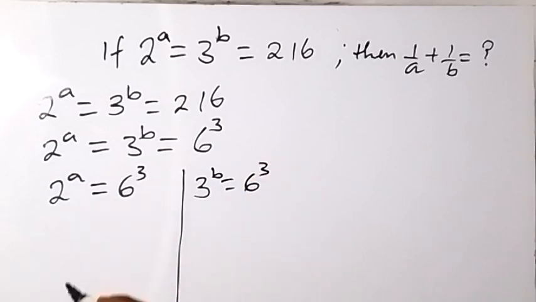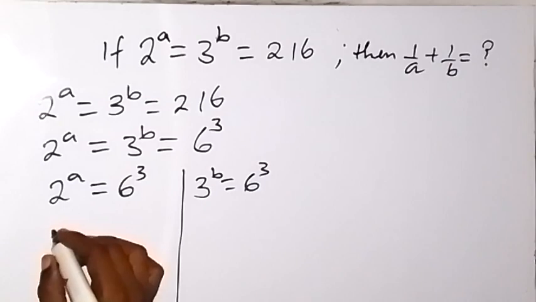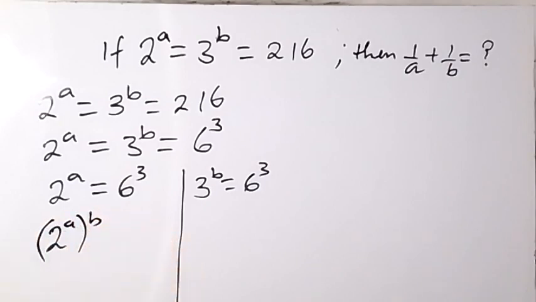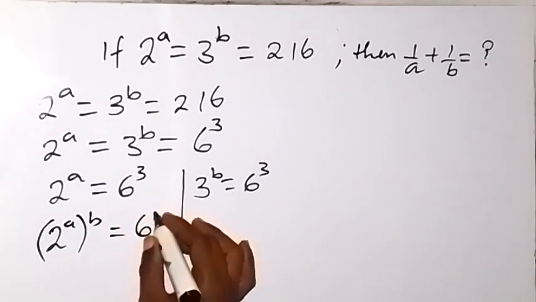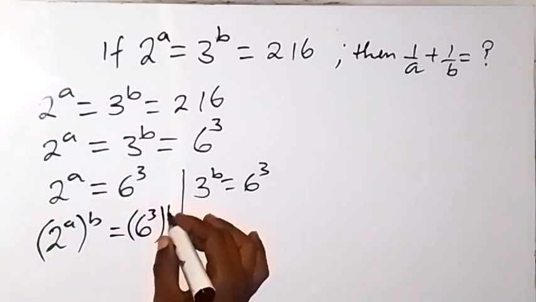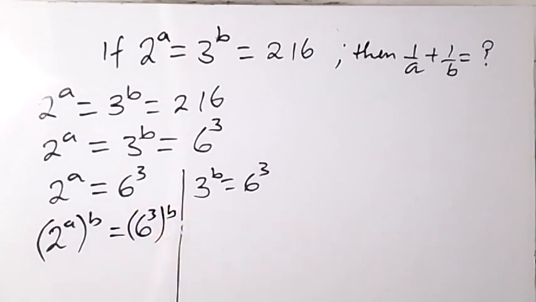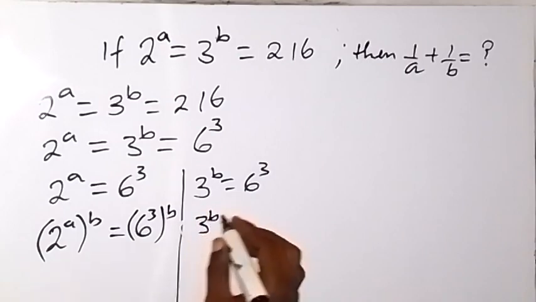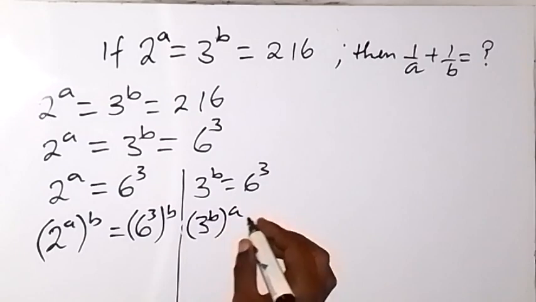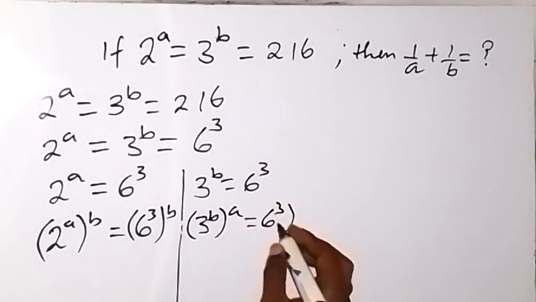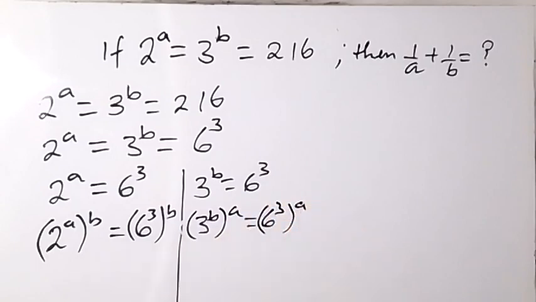And let us multiply the powers on this side by b. So I have 2 raised to power a multiplied by b, raised to power b, equals 6 raised to power 3 as well, multiplied by the power of b. Then on this side, let's multiply by the power of a. Then we say 3 raised to power b multiplied by power of a equals 6 raised to power 3, also multiplied by power of a.